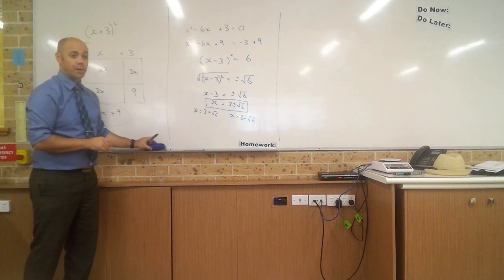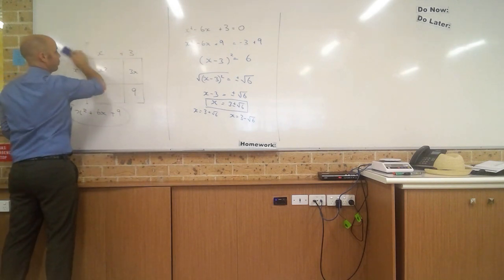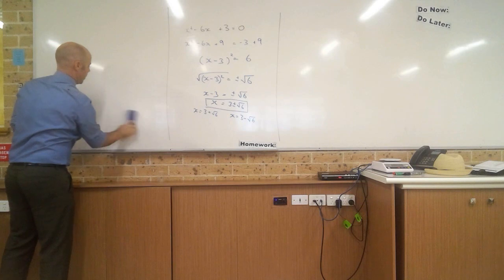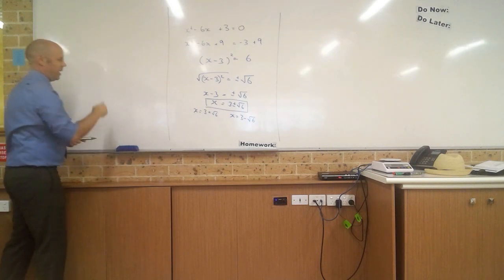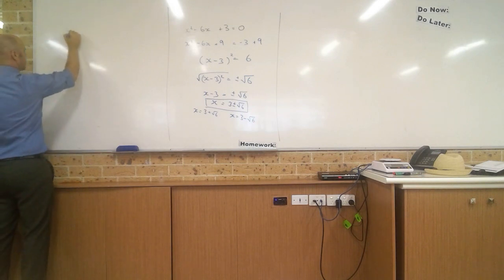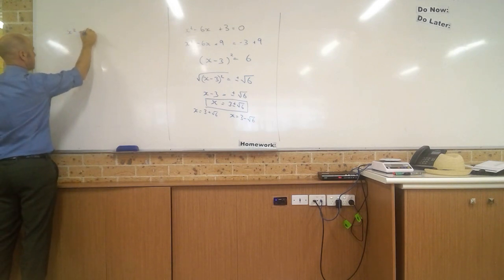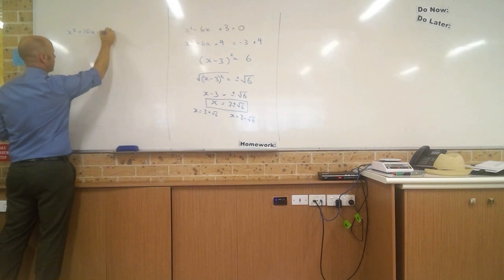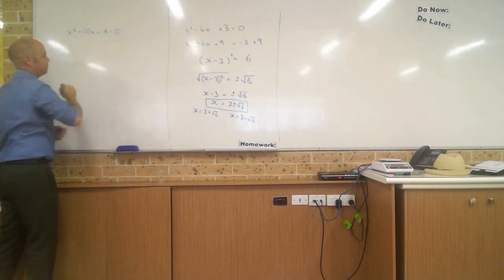Okay, let's do another one on the board. I'm going to ask you guys to work through with me to make sure we get it before I go to just the one extra level of difficulty that we might have. Okay, so x squared plus 10x minus 4 equals 0.